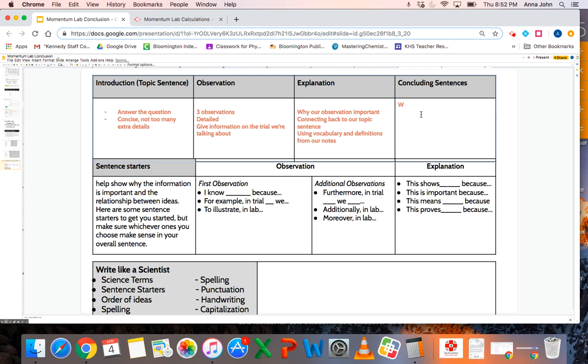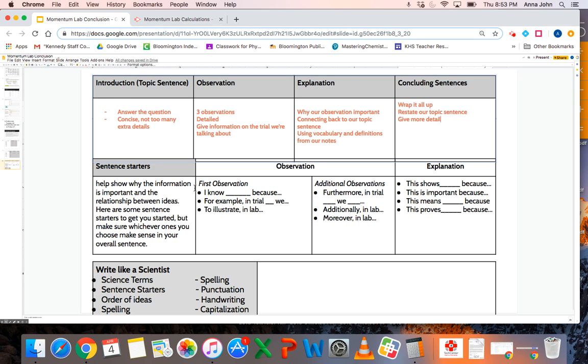And then our concluding sentence is going to wrap it all up. It's going to restate our topic sentence, but our concluding sentence is going to give more detail than our topic sentence. You are going to be writing about 3 observations that have 3 explanations, and you'll have a topic sentence and a concluding sentence. So we're going to need some sentence starters.